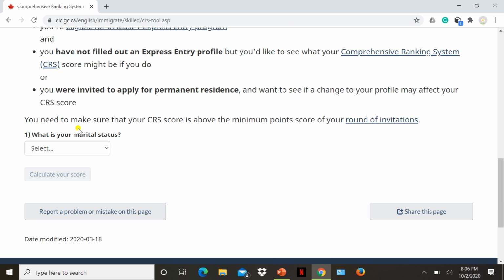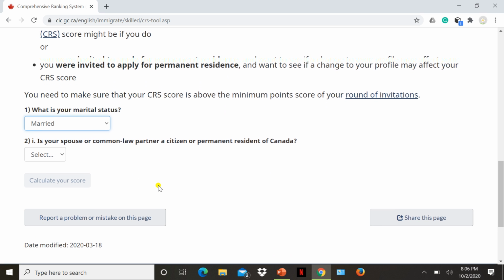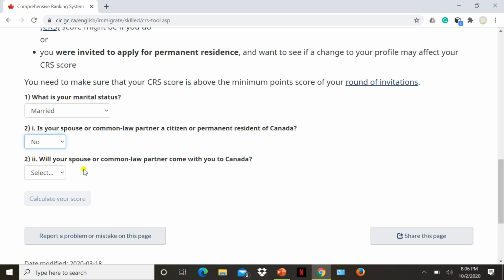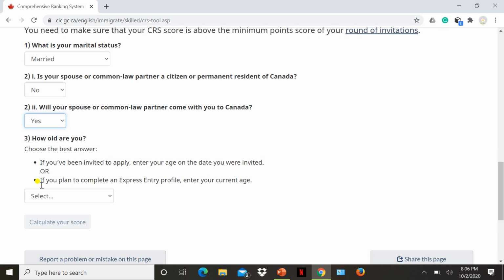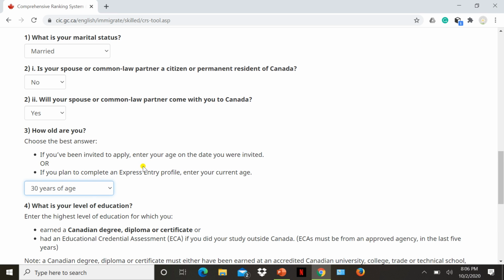So guys, without wasting any time, we will start our CRS score calculation. First of all, the first question is, what is your marital status? In my case, it is married. Is your spouse a citizen or permanent resident of Canada? No. Will your spouse or common law partner come with you to Canada? Yes. How old are you? In my case, I am 30 years of age.